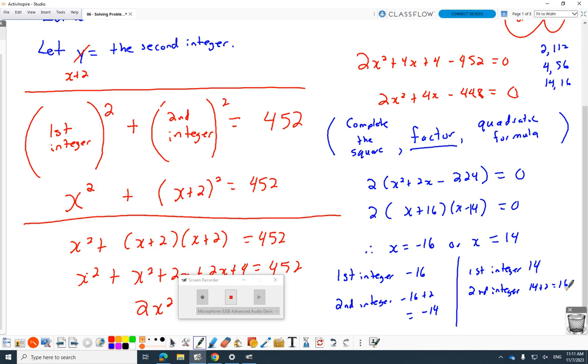So there's two pairs of numbers whose squares will add up to 452. Negative 16 and negative 14, positive 14 and positive 16. But you see why it happened? Because a negative times a negative is a positive. This squaring allowed there to be two different answers. The negatives will work, but the positives will work.